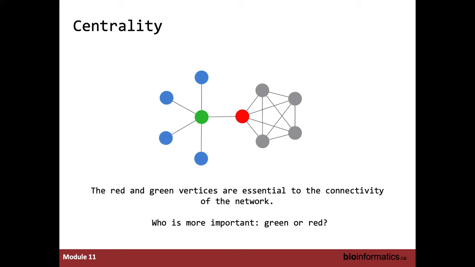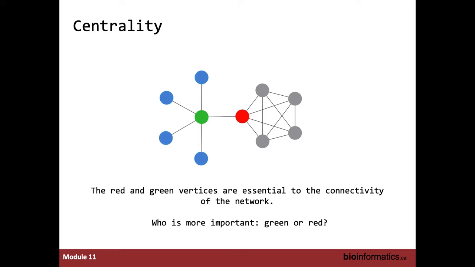Now, it's clear from this illustration that the green and the red nodes are important. Does anybody have any thoughts as to which one's more important than the other, and why? The red one has more connections. That's true, that's right.